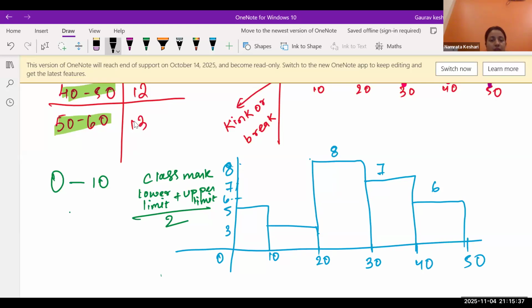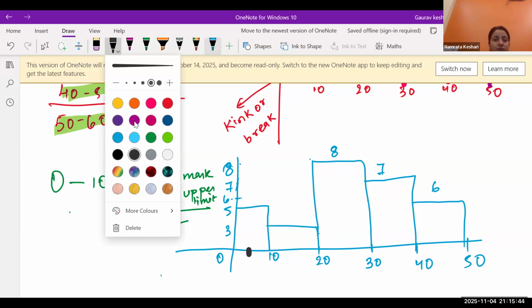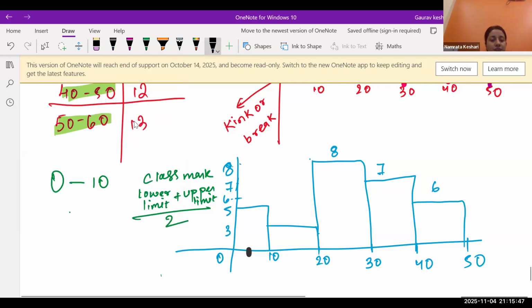Suppose this is 5, which is the class mark. This is 15, which is the class mark of this class interval. This is 25, which is the class mark of this class interval. I'll show you properly the method of how to write it in the form of a column, table, and everything, but today just try understanding the steps which we'll be following. So 30 to 40, this is the class mark, and 40 to 50, this is the class mark.